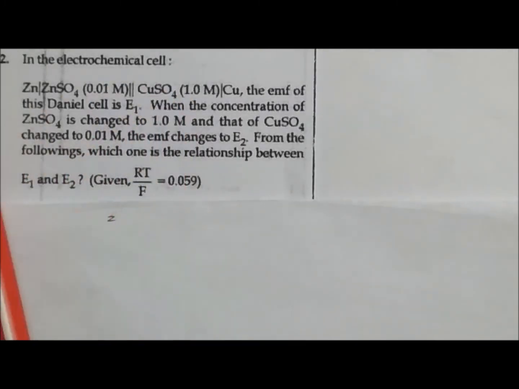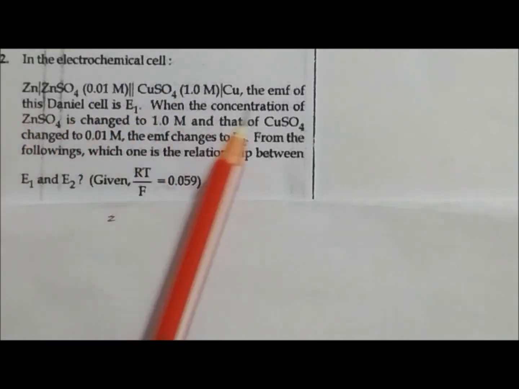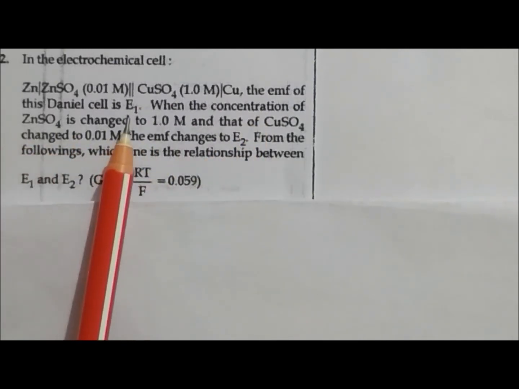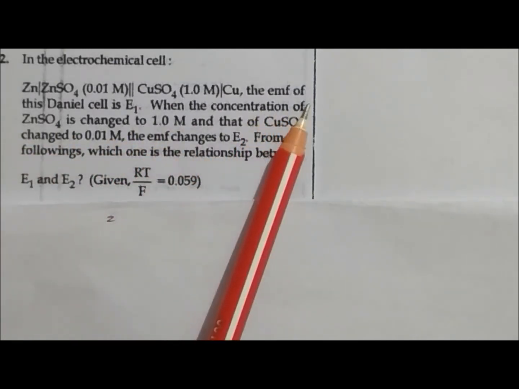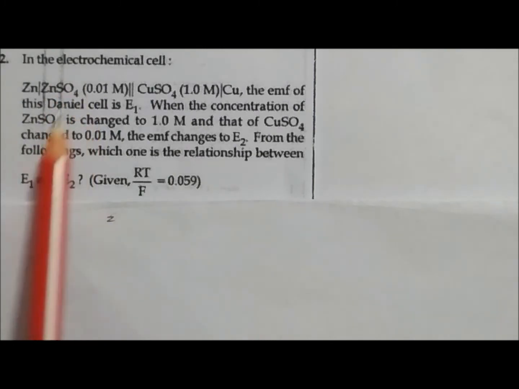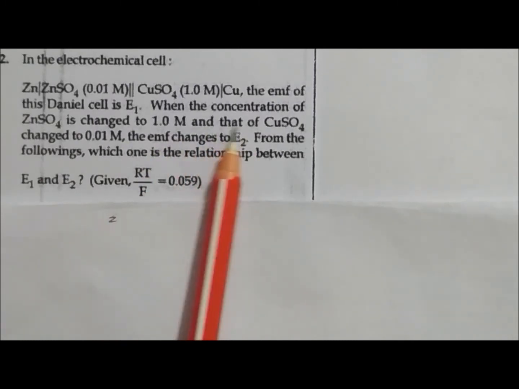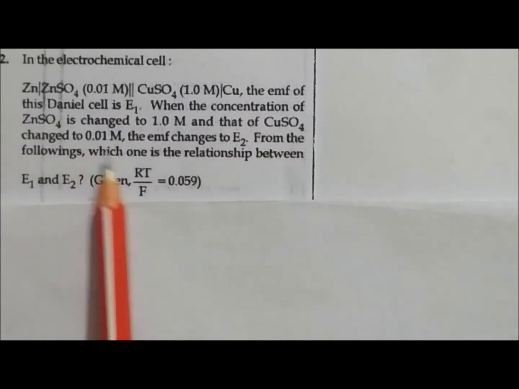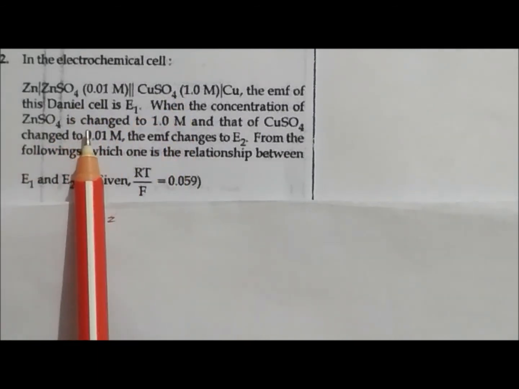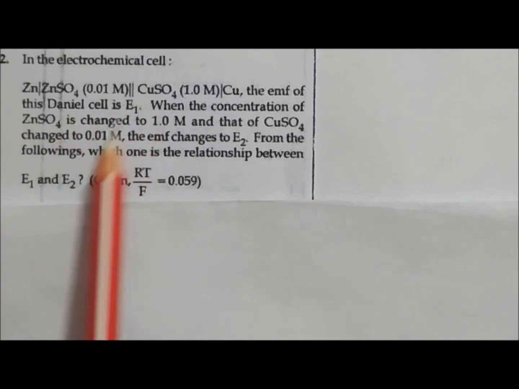In the electrochemical cell, this is the concentration. Zinc and copper are given. This is the metal ion solution. The EMF of the Daniell cell is E1. When the concentration of zinc sulfate is changed from 0.01 to 1 molarity, and the copper sulfate is changed to 0.01 molarity, then the EMF will change to E2. So when you are changing the concentration 0.01 to 1, and for copper 1 to 0.01, both are almost reversed.